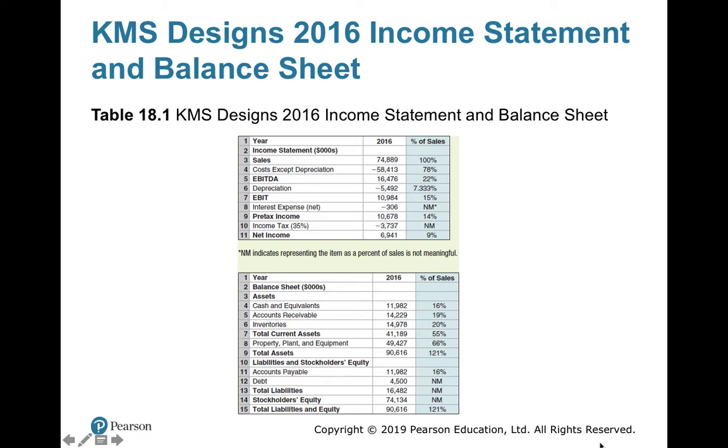So all the asset side we measured as a percentage of sales. Come to the liability side: payables, 16% of sales. Debt, as I told you in the previous slide, will not be measured as it is; we will keep it. So not measured or not meaningful. Total liabilities, not measured or not meaningful. Stockholders' equity, not meaningful. As I told you, stockholders' equity and the long-term debt we won't measure as a percentage of sales. Otherwise, almost all items we measure as a percentage of sales in the balance sheet.